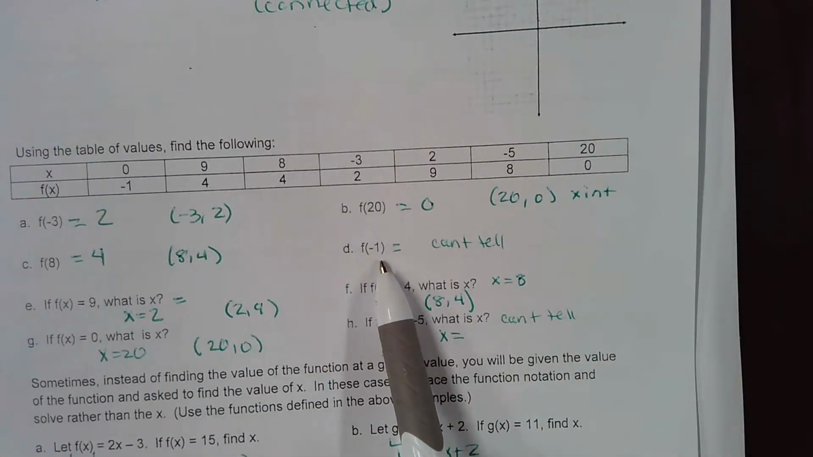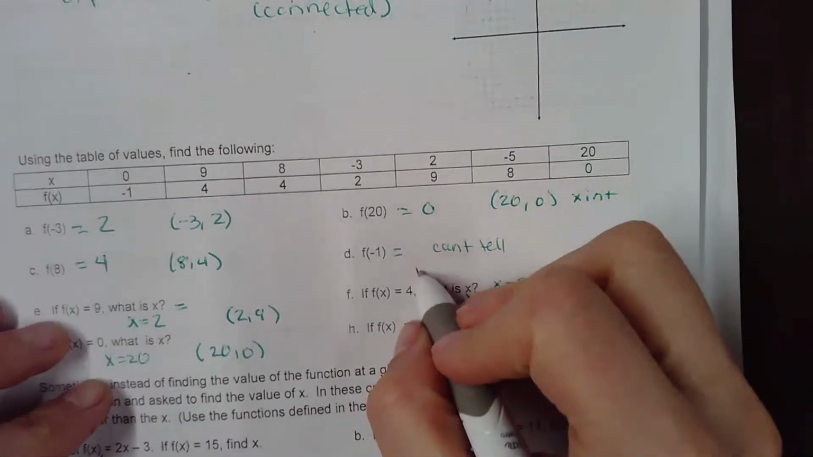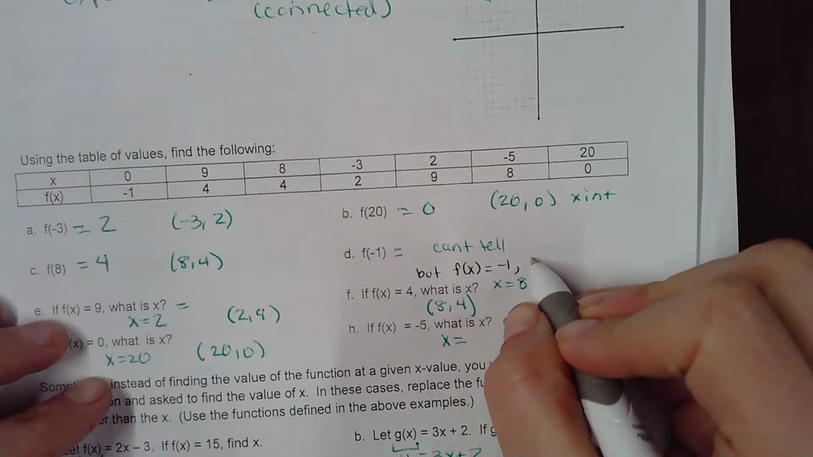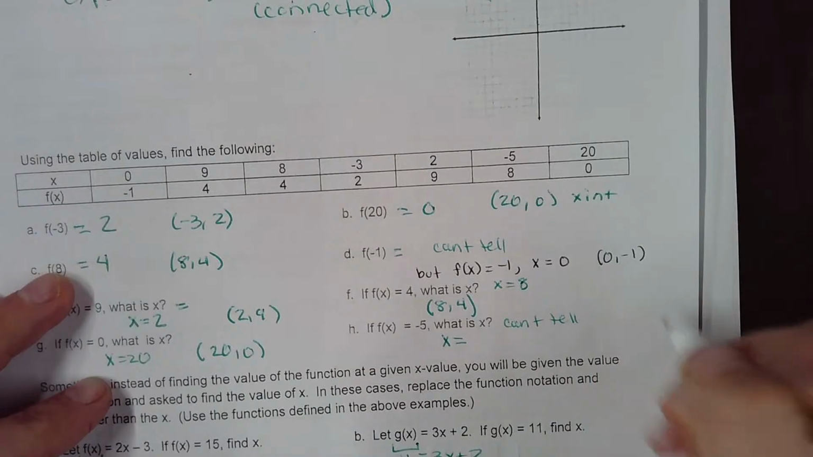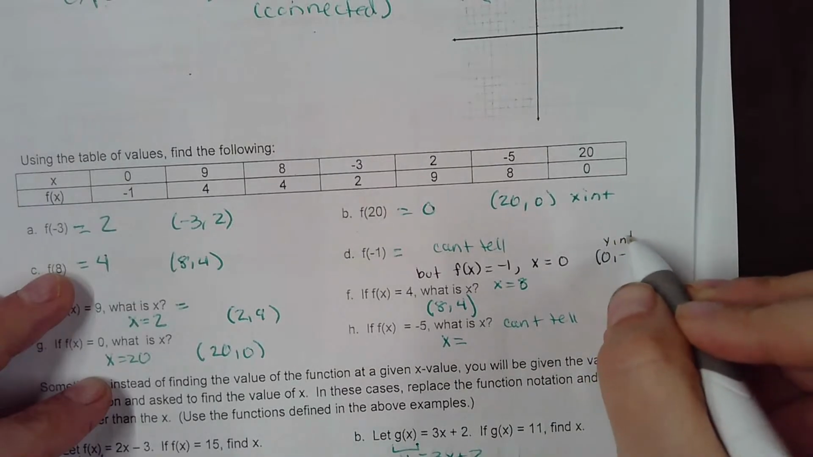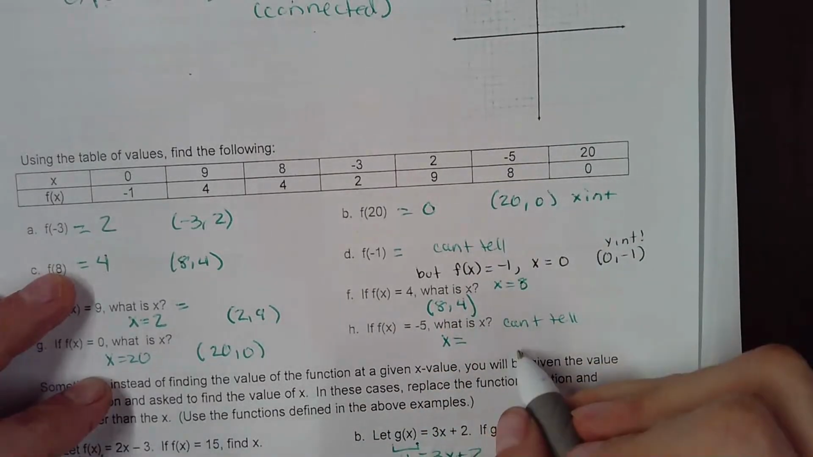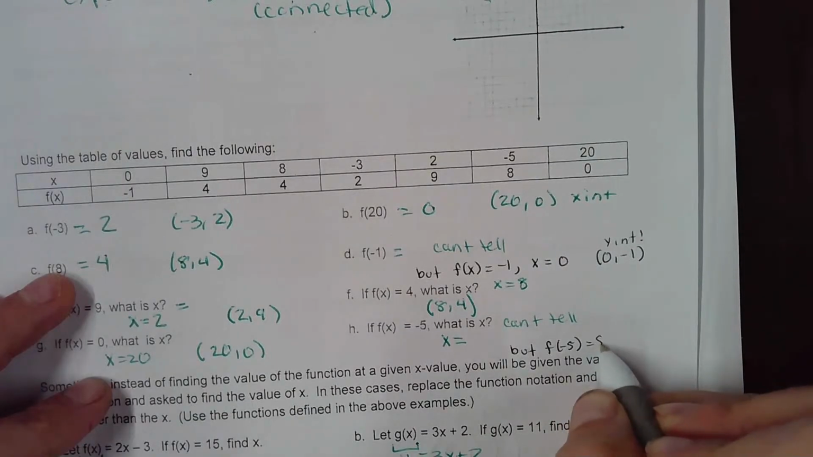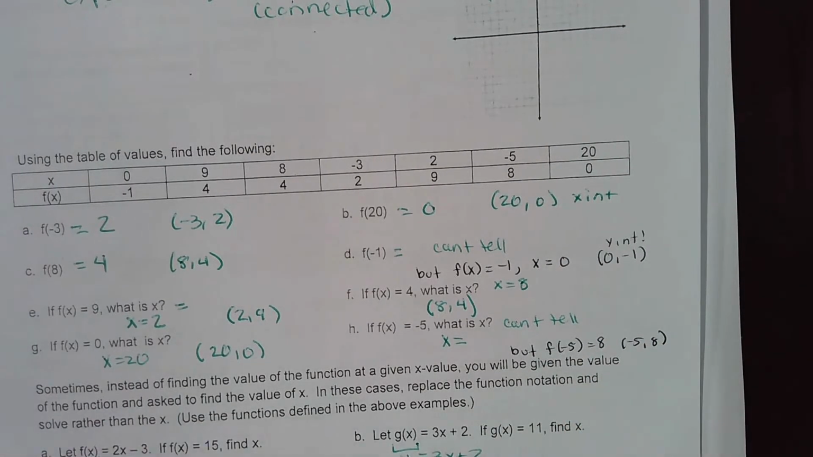We didn't get -1 as an input. We can't tell using this graph. I can tell that f of x equals -1 means x equals 0, and I get the point 0, -1. Hey, that's a y-intercept. f of x equals -5, I can't tell. But I can tell that f of -5 equals 8, giving me a coordinate, -5, 8. Try the last 4 problems.